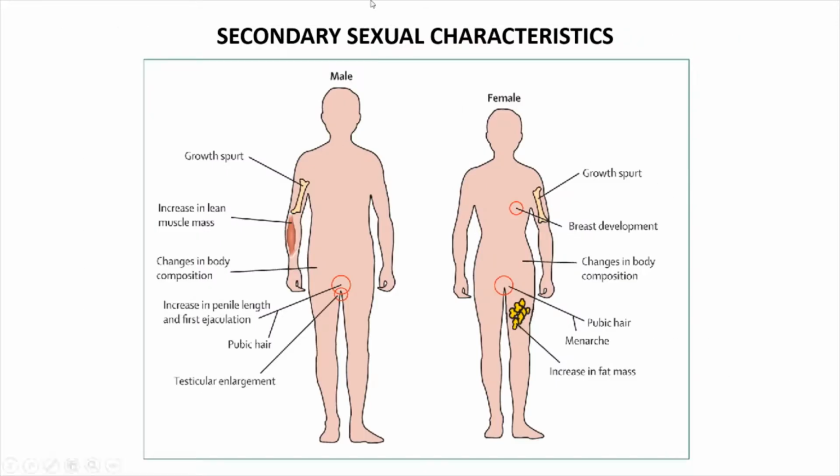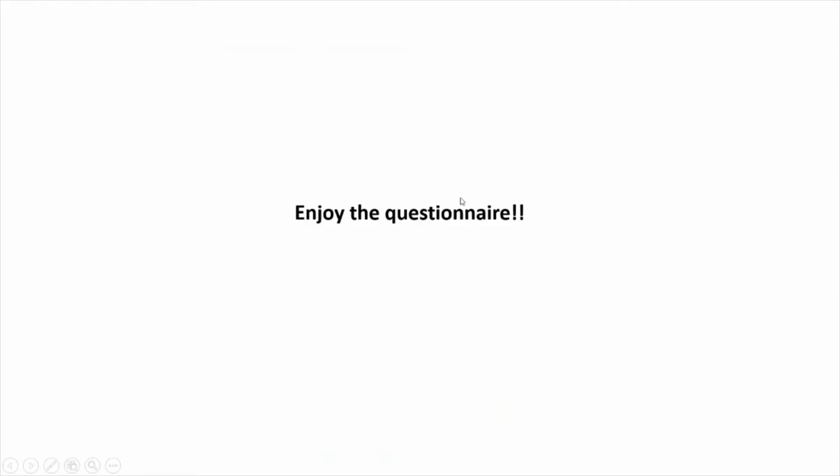Well, we've summarized there what we call the secondary sexual characteristics. All of them have been mentioned already: bones, muscles, the size of the genitals, the fats, the breast. Okay. Well, now what you've got to do is you've got a questionnaire, and you just have to fill it. It's not going to take a long time.